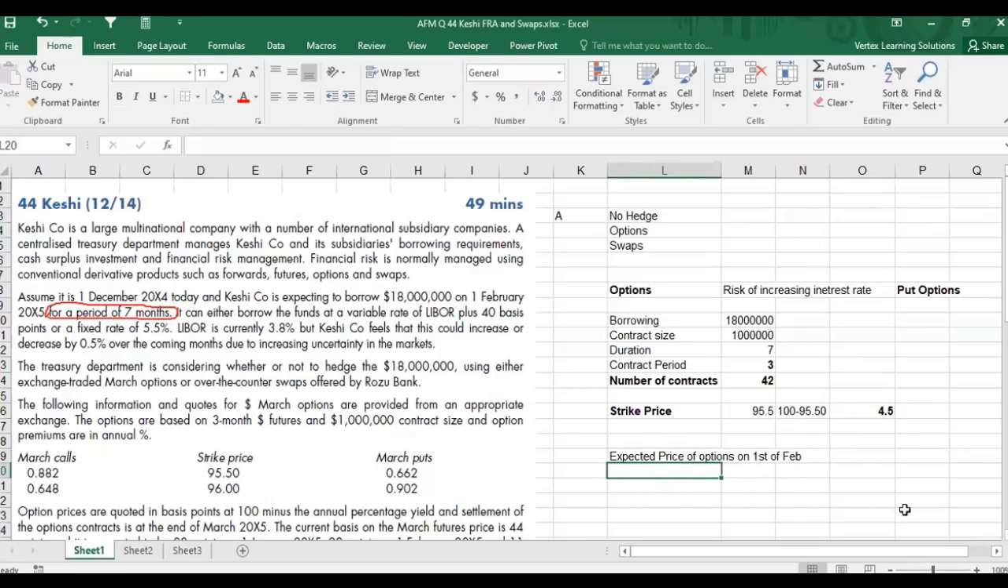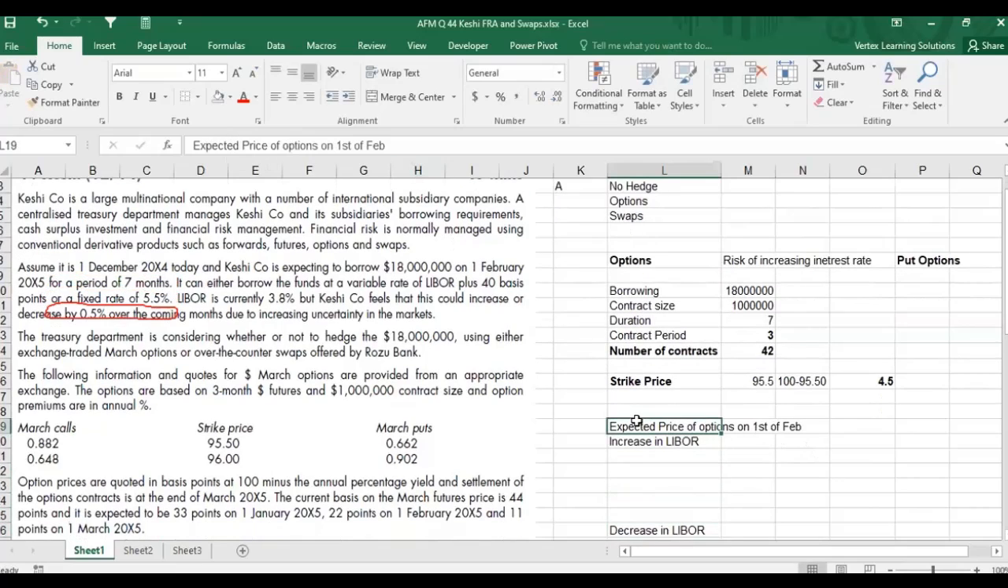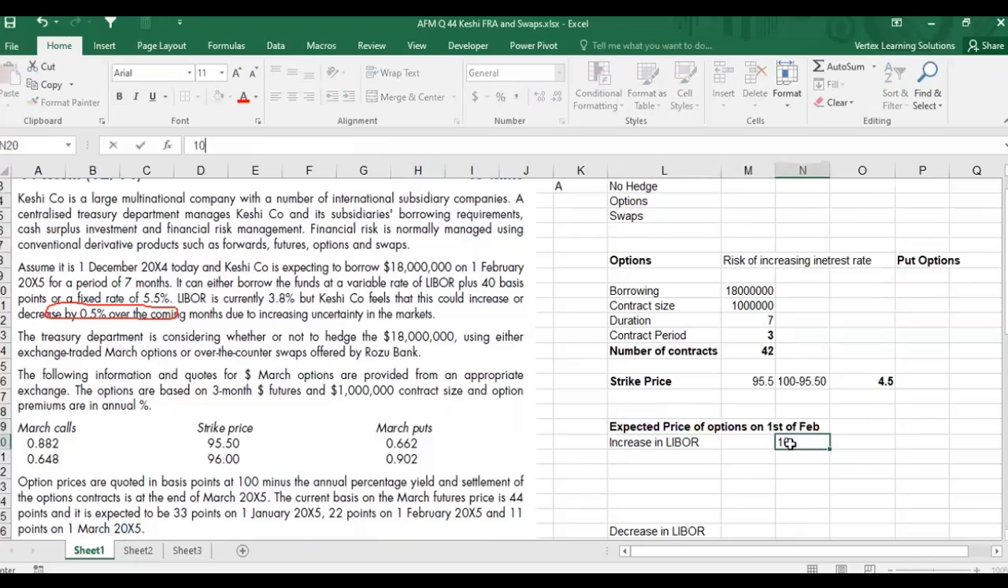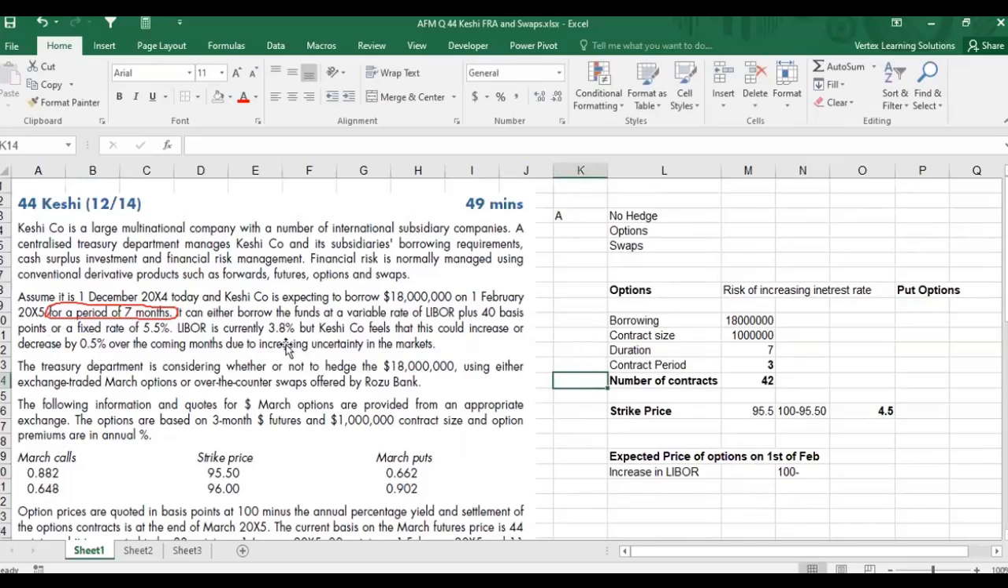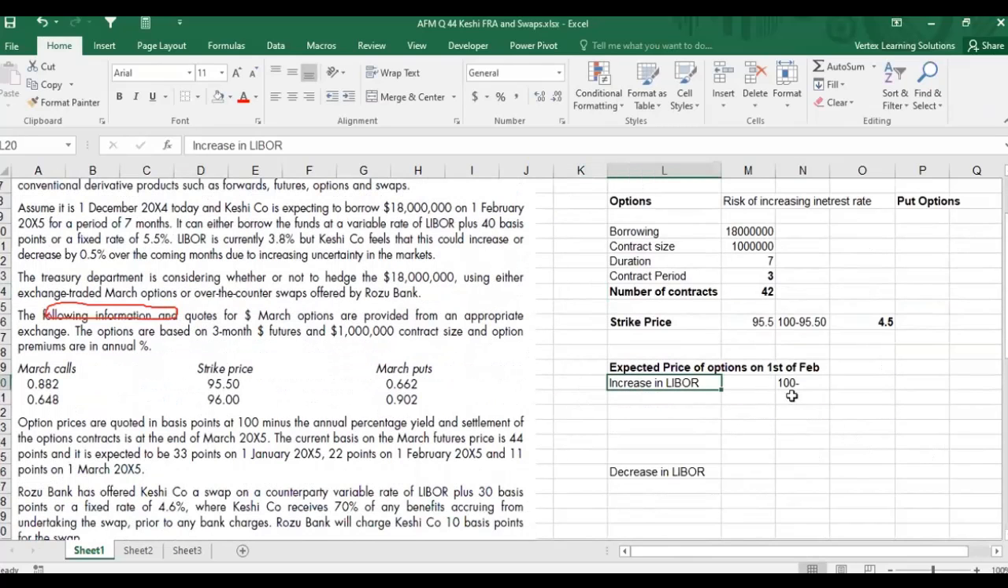Because we said that there is a possibility that an increase in LIBOR can happen or a decrease in LIBOR can happen, both things can happen. Let me first find out for an increase in LIBOR. If the LIBOR increases, the market price of this future would be 100 minus your current LIBOR, which is 3.8%, if I'm not wrong. So it would be 100 minus 3.8.